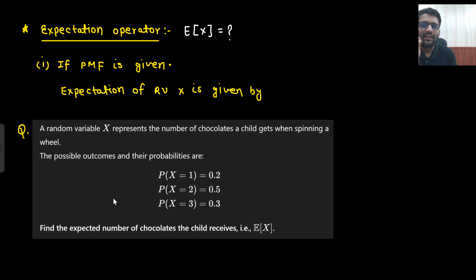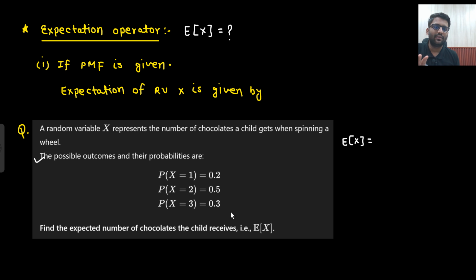What will be mentioned? A random variable x represents all these things, and you need to find the expected number of chocolates the child will receive. So what you need to find is the expectation of random variable x. How do you find the expectation of random variable x if the PMF is given? This is a PMF. What is the meaning of PMF? Random variable x is taking value 1, value 2, value 3. So it is taking discrete values.